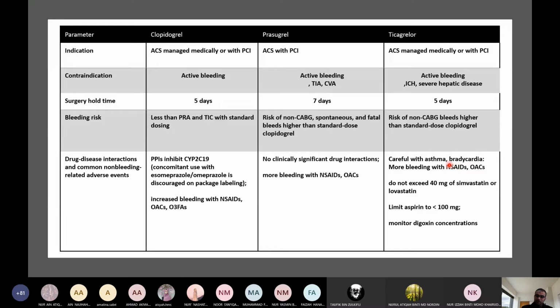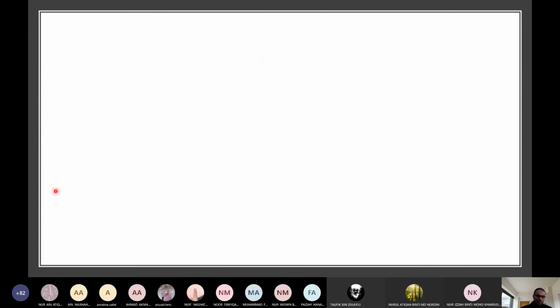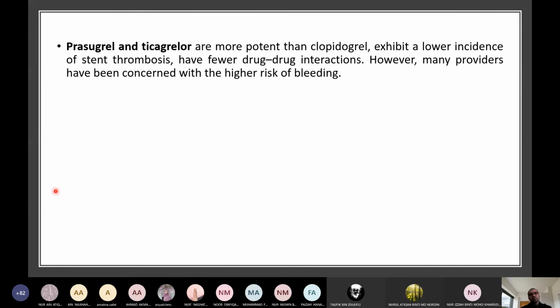And they are capping the maximum dose of simvastatin or lovastatin if they are the offered statin, preferably to be kept at 40. Limit the aspirin dose not to exceed 100, and do some monitoring of the digoxin concentration. All of these actually have some underlying causes. If you are interested, we can discuss later, but let us maybe move on.